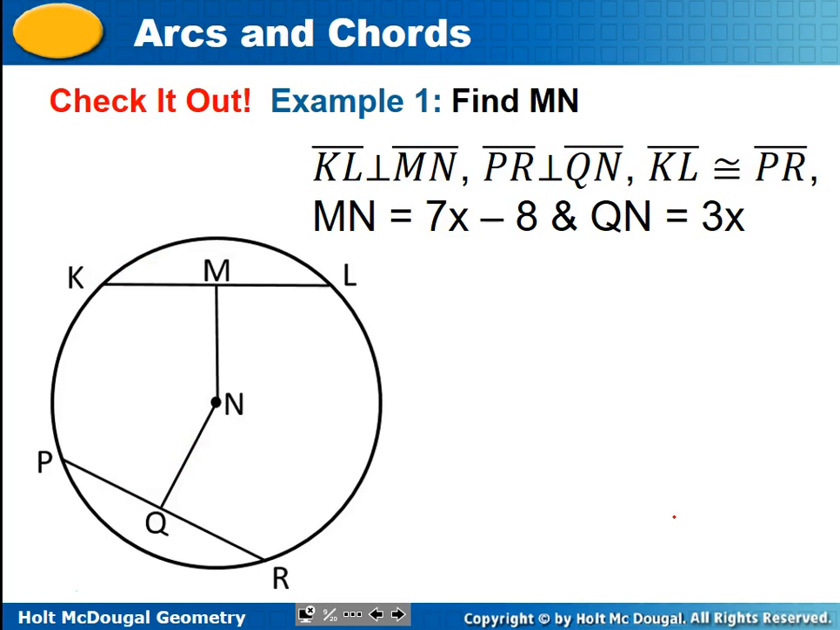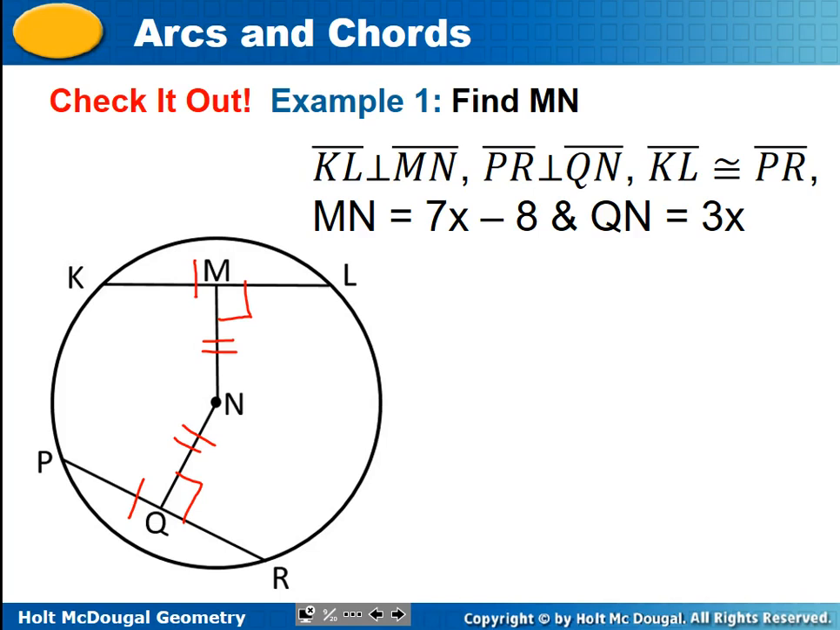So this next one, again, we need to mark up what we see. KL is perpendicular to MN, so I got a right angle symbol here. PR and QN, another right angle symbol here. Then it says that KL this time, so this chord, is congruent with PR. That means that they must be equidistant from the center. So that means I can say that MN is equal to QN. So that's what we're going to do when we set this up.